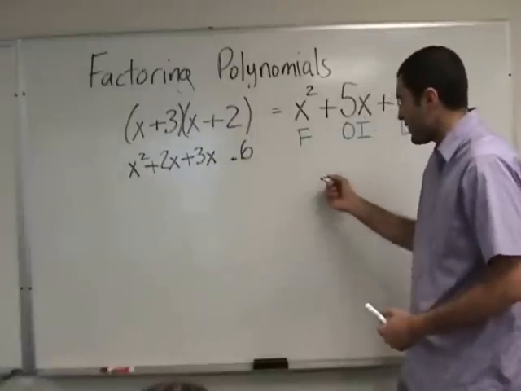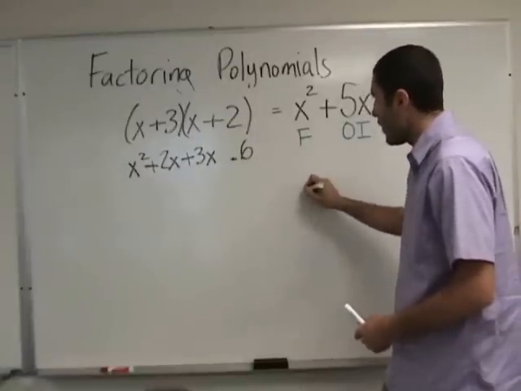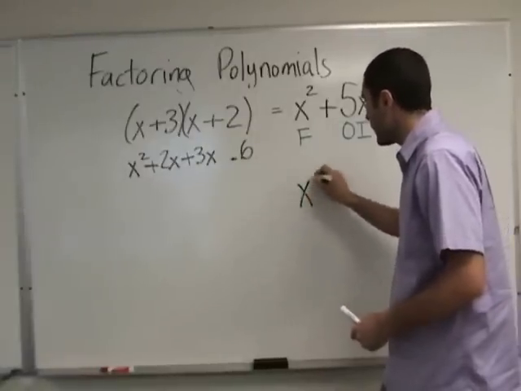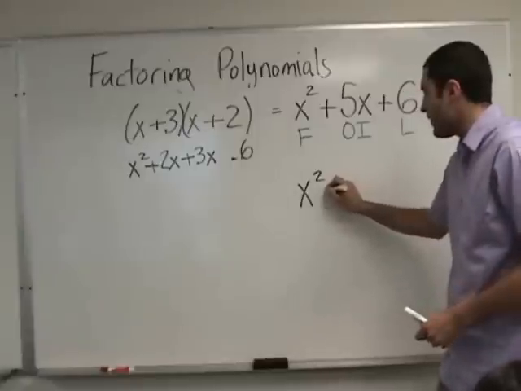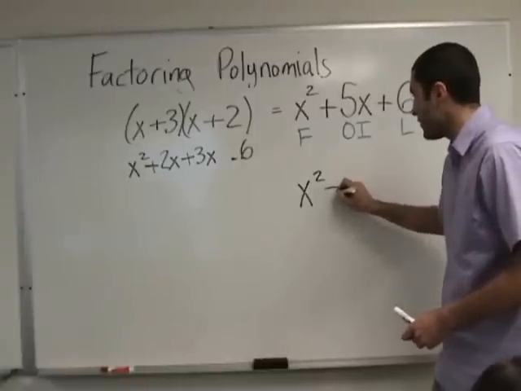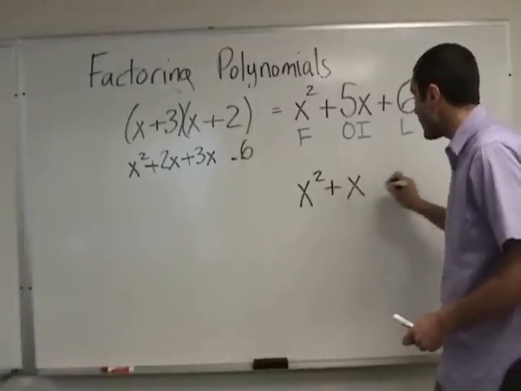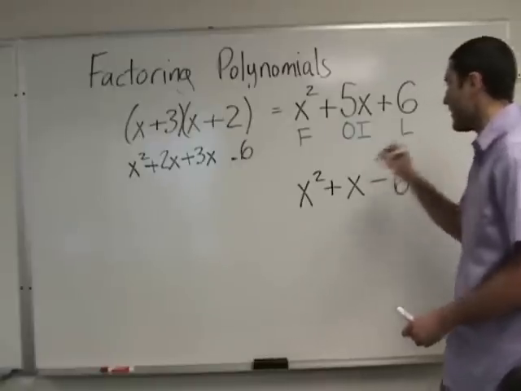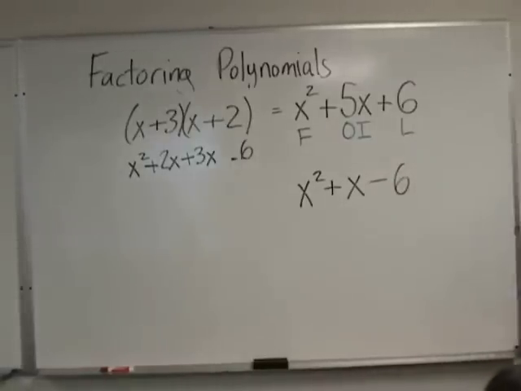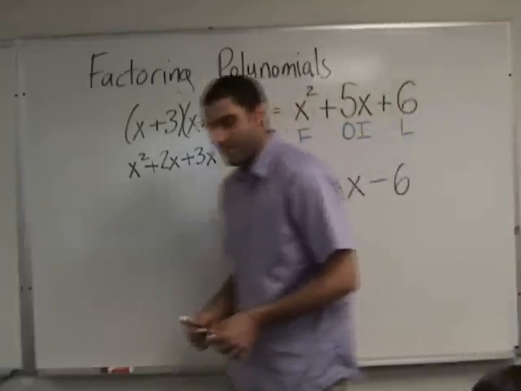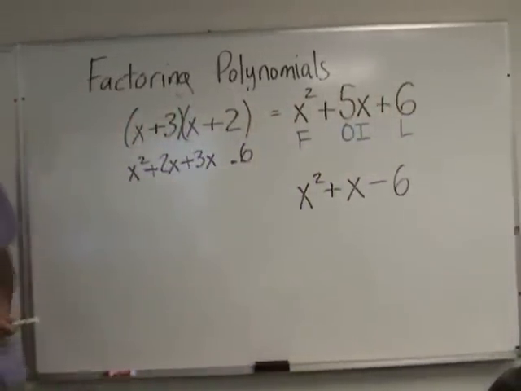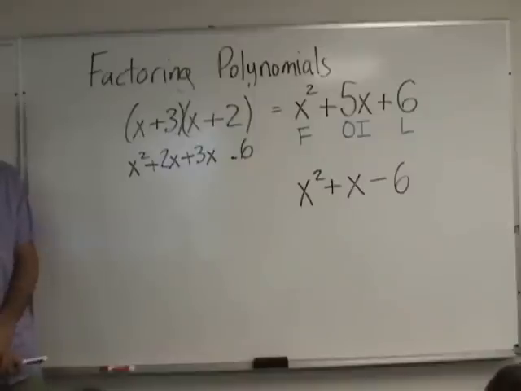Okay, let's do this again. X squared plus x minus 6. All right. That's a toughie. It's not a toughie. Give it a try. 30 seconds isn't enough to call it a toughie.